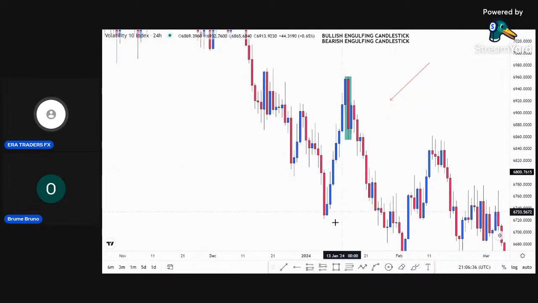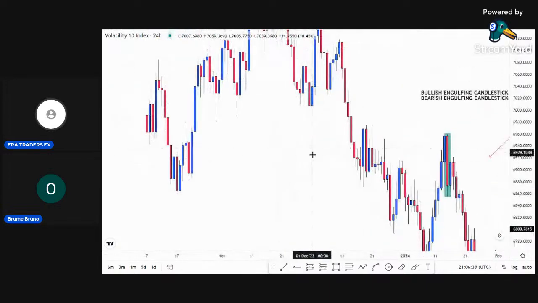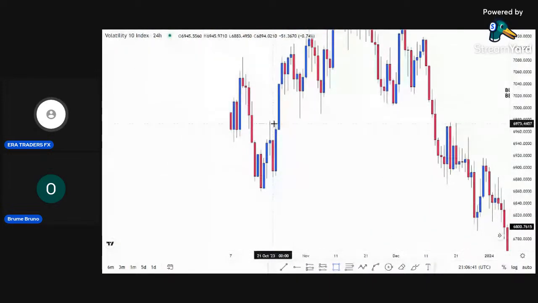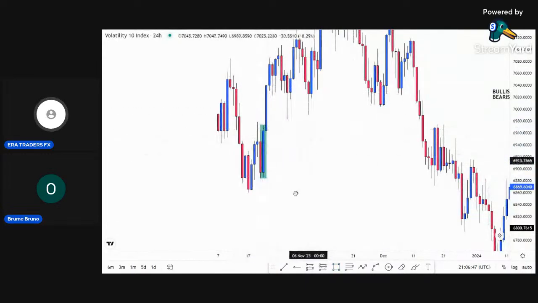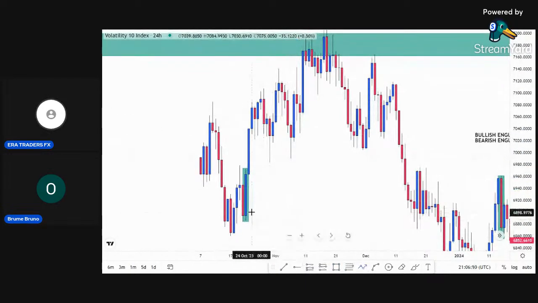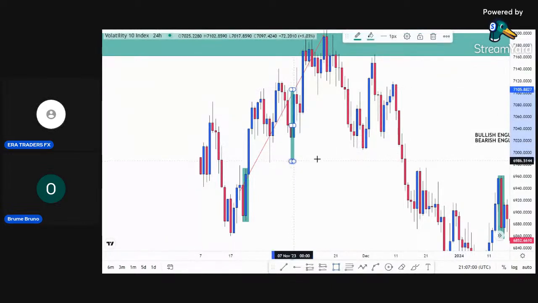Same way we have something like this, a bullish engulfing. So you see, simply this blue candle engulfed the red candle. So you should know that buyers are more in the market. See how the price moved to the upside. I just want to keep it simple. This one too, this blue candle engulfed this sell candle. Push to the upside.